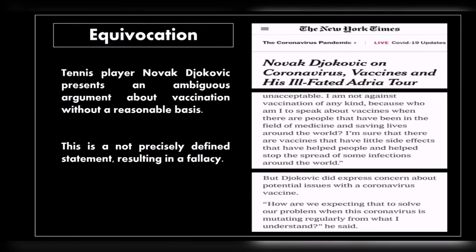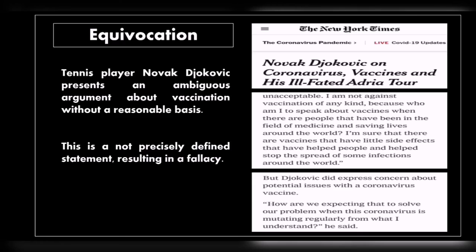Equivocation. An equivocation fallacy is when a person gives a contradictory or ambiguous argument about a certain topic, resulting in erroneous reasoning. This is an equivocation example from a New York Times article about the tennis player Novak Djokovic's anti-vaccination stance. This article displays his words textually. He said, "I am not against vaccination of any kind because who am I to speak about vaccines when there are people that have been in the field of medicine and saving lives around the world? I'm sure that there are vaccines that have little side effects that have helped people and helped stop the spread of some infections around the world."